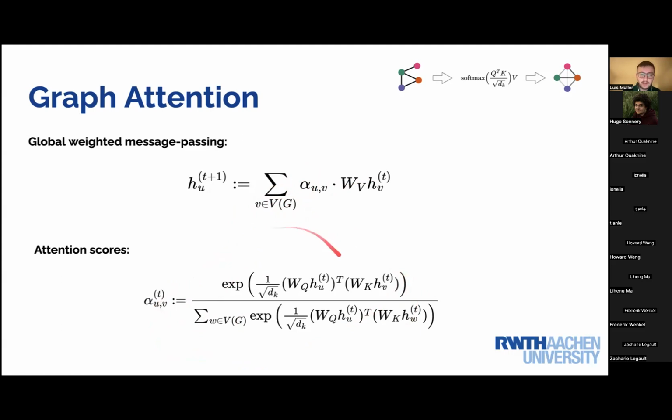I've written this here in this kernel perspective, you could call it, but this is just standard softmax attention, like we also see here in the top right corner. All right.